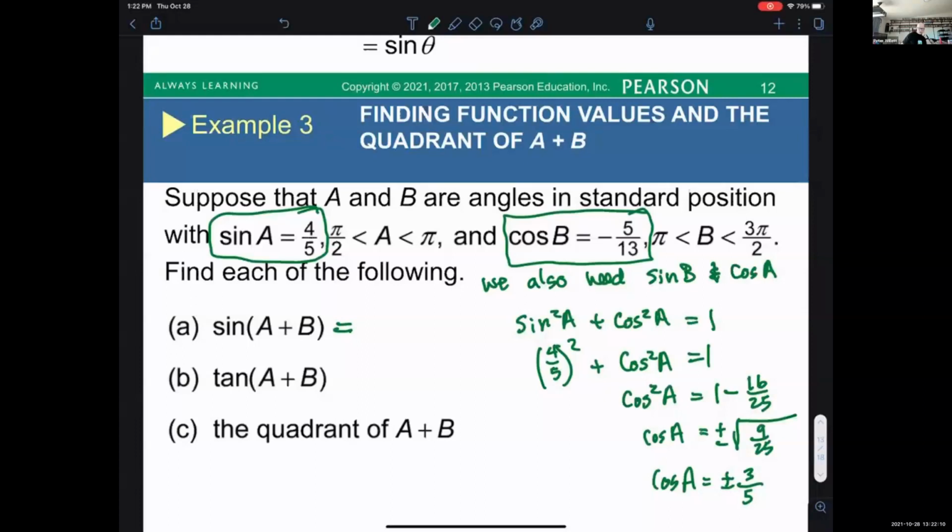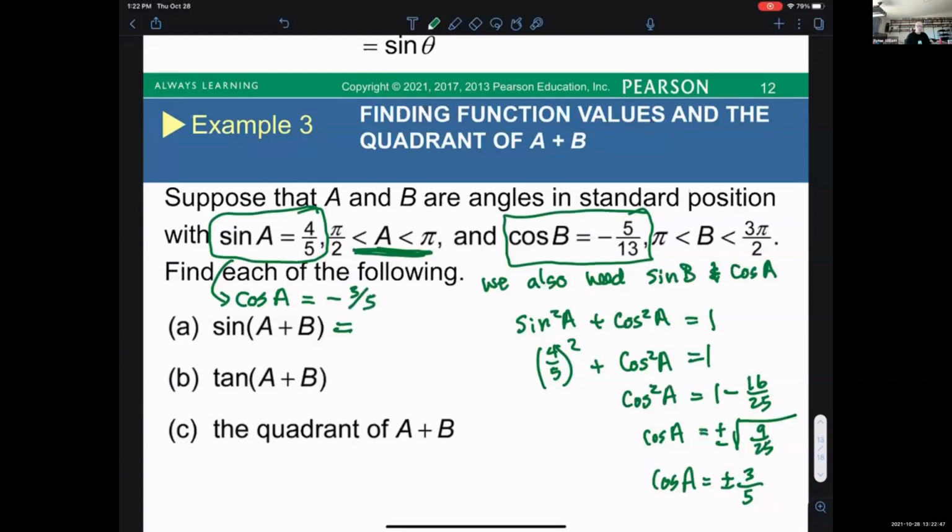Now, in order to figure out whether it's the positive or negative 3/5, we can remind ourselves that angle A for this problem is in quadrant 2. And in quadrant 2, x values are negative. Cosine A is the x value of whatever that point on the unit circle would be for angle A. So that means that for our work, cosine of A for this particular angle would be negative 3/5, because it's in quadrant 2.